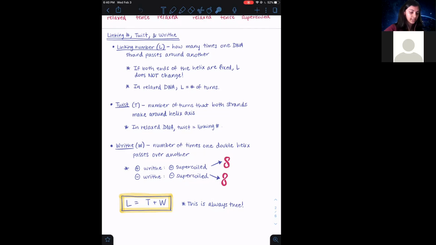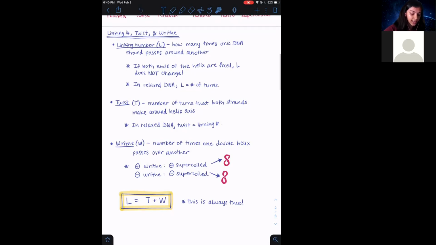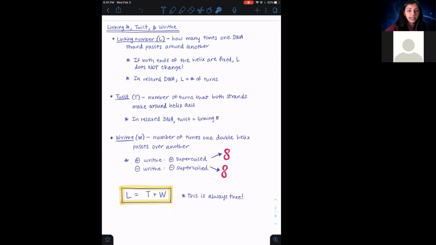Then twist is the number of turns that both strands make around the helix axis. And this means that in relaxed DNA, since the twist is equal to the number of turns, the twist is also equal to the linking number. Then finally, writhe is the number of times that one double helix passes over another.